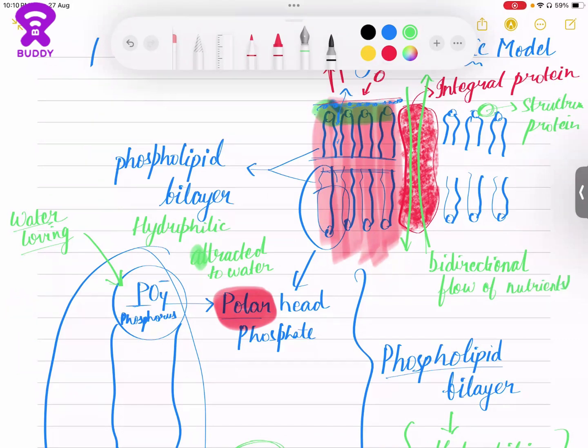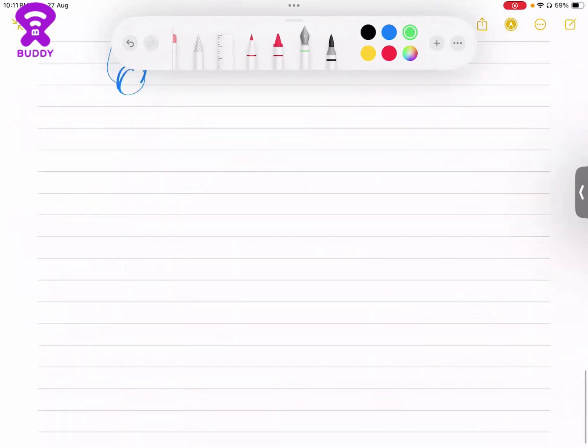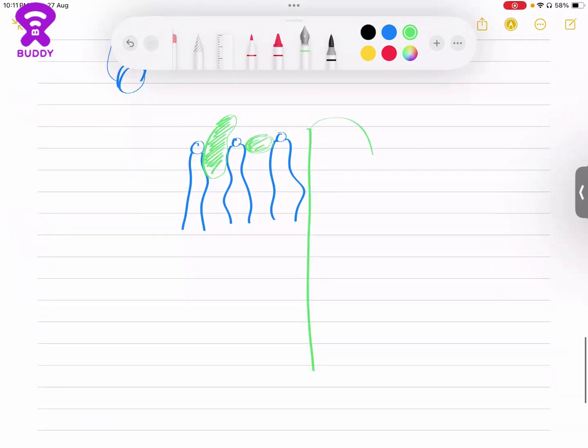So these are your integral proteins. Now you might be wondering, if all the transport is being done by these integral proteins, what are these structural proteins doing? If I zoom into that part, they are present on the surface, they might be half embedded, or they could be placed somewhere over here, right? These are only present on the surface. They are not going all the way down as our integral protein would do. So we also call them surface proteins.